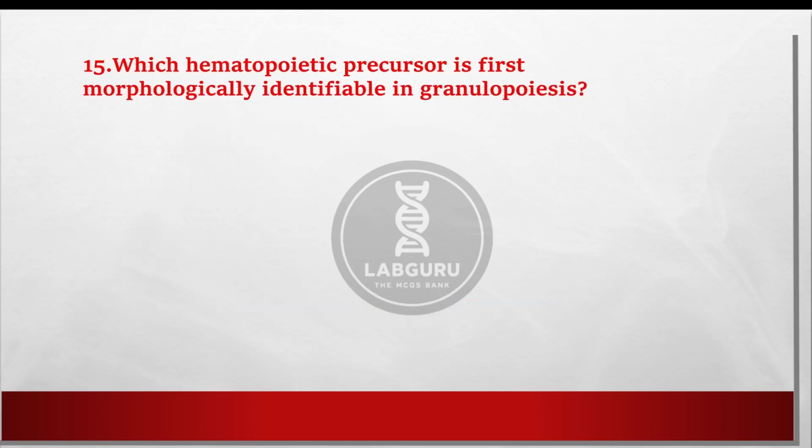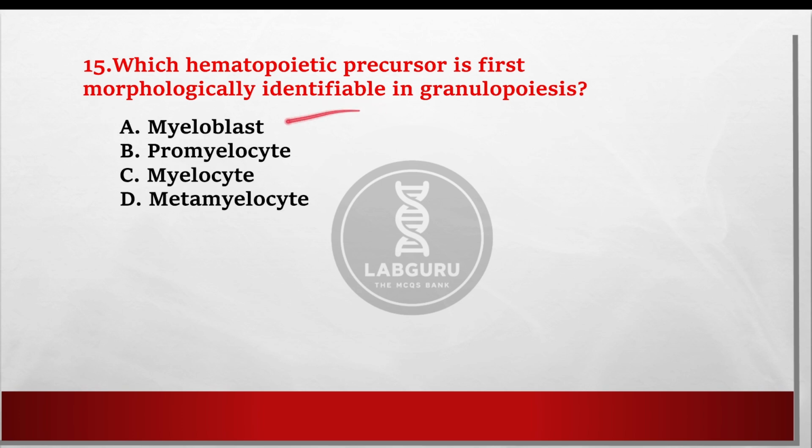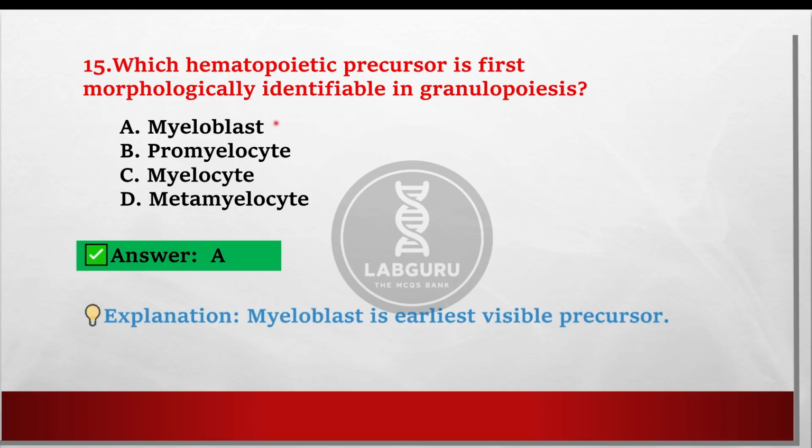Question number 15. Which hematopoietic precursor is first morphologically identifiable in granulopoiesis? The options are option A myeloblast, option B promyelocytes, option C myelocytes, and option D metamyelocytes. The right answer is option A, that is myeloblast. Myeloblasts are the first morphologically identifiable in the granulopoiesis series.